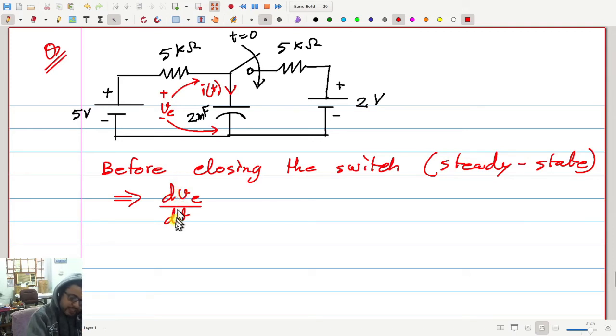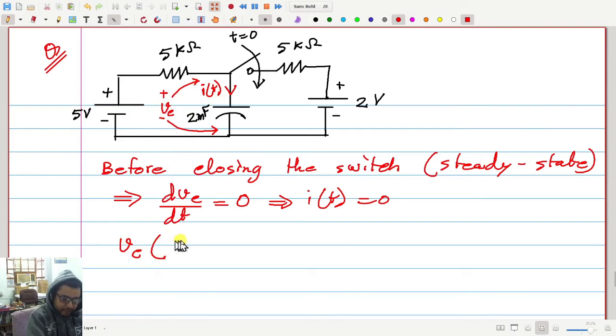Okay, so dVc/dt before closing the switch, that must be equal to 0, which will imply this current should be equal to 0 before the switch was closed. Okay, current is 0. Now if this current is 0, how much is the voltage drop across this 5K resistance? That is also 0. So that tells us this voltage Vc before, I mean at time less than 0, let me call that 0 minus. So Vc at 0 minus should be equal to 5 volt.